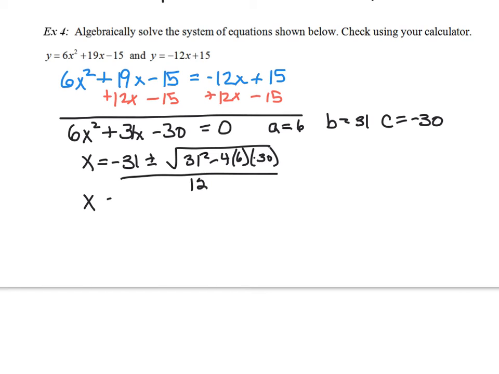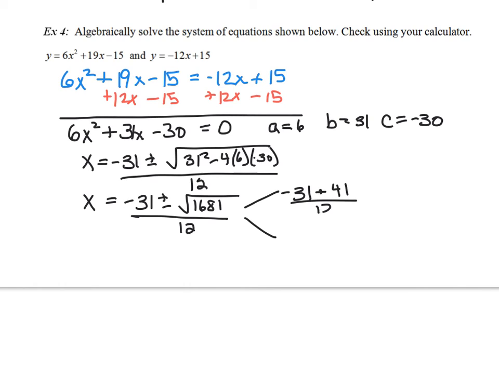When I substitute those numbers into my graphing calculator to evaluate the radicand, I see that I get negative 31 plus or minus the square root of 1,681 over 12. Now, as it turns out, 1,681 is a perfect square. I did that on my calculator. I didn't recognize that one. So negative 31 plus 41 over 12, negative 31 minus 41 over 12.